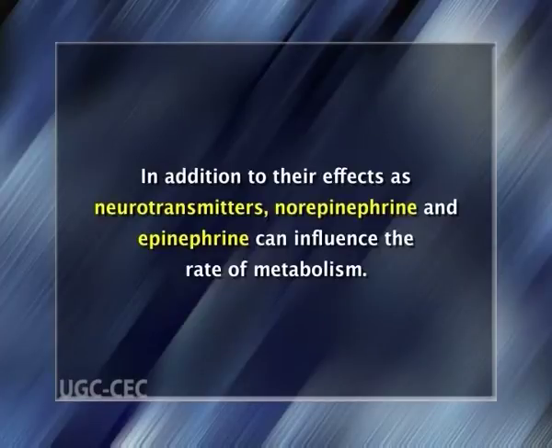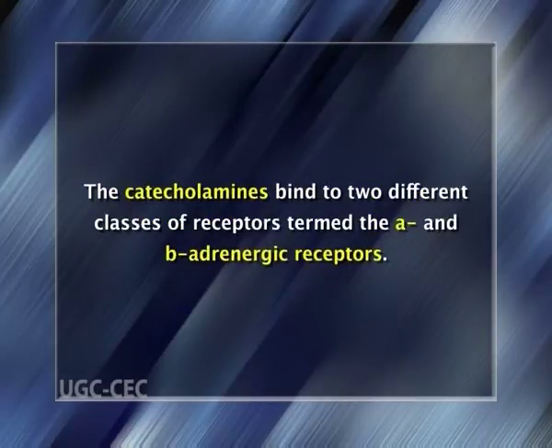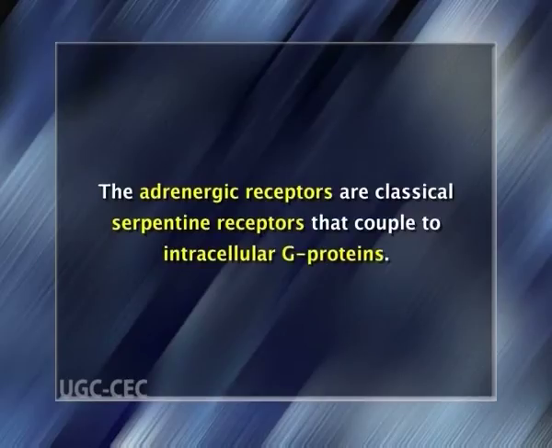In addition to their effects as neurotransmitters, norepinephrine and epinephrine can influence the rate of metabolism. The catecholamines bind to two different classes of receptors termed the alpha and beta adrenergic receptors. The catecholamines therefore are also known as adrenergic neurotransmitters. Neurons that secrete them are adrenergic neurons. Norepinephrine secreting neurons are noradrenergic. The adrenergic receptors are classical serpentine receptors that couple to intracellular G proteins. Some of the norepinephrine released from presynaptic noradrenergic neurons is recycled in the presynaptic neuron by a reuptake mechanism.